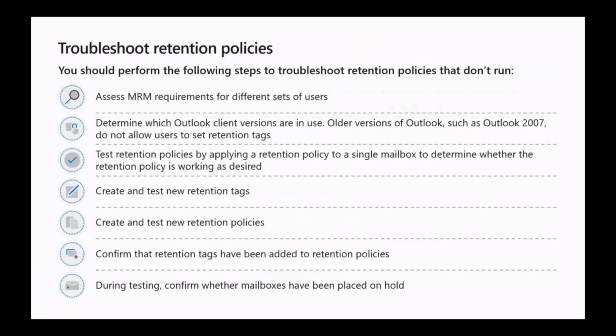Then, for example, you can determine which Outlook client versions are in use. Older versions of Outlook, such as Outlook 2007, do not allow users to set retention tags, for example. Only versions of Office 2010 and later. Again, you need to test retention policies by applying a retention policy to a single mailbox in order to determine whether the retention policy is working as desired or not. And once you have determined the proper functionality for this policy, you can apply it to the rest of your environment. Also, create and test new retention policies as well as retention tags.